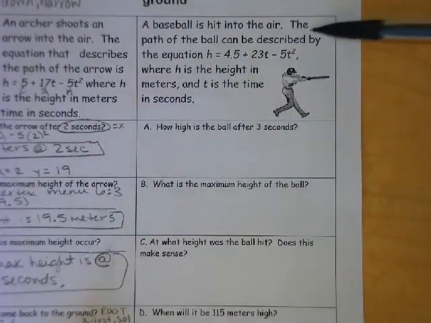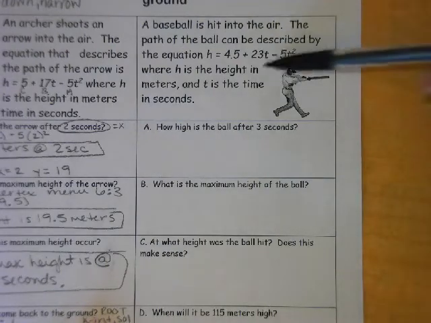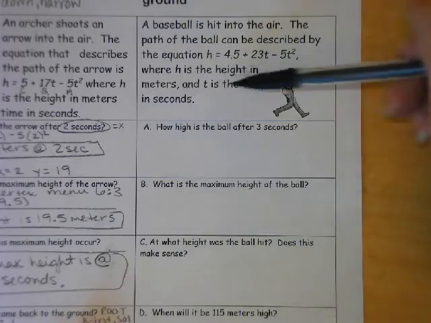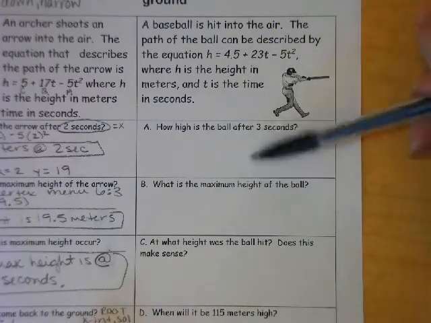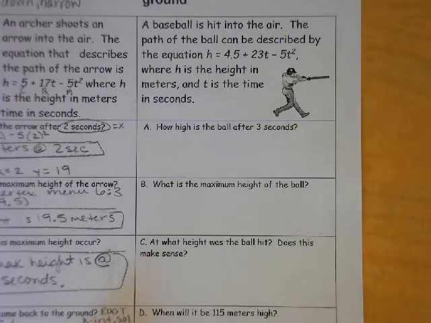Baseball is hit in the air. The path of the ball is described by the equation. Again, don't get mixed up because it's written backwards. H is height in meters, still time in seconds. So this is a you do, this is on your own. Take a few minutes and finish this, and then we'll discuss.